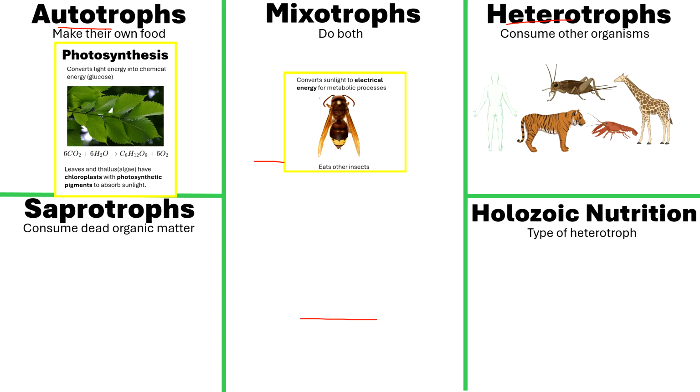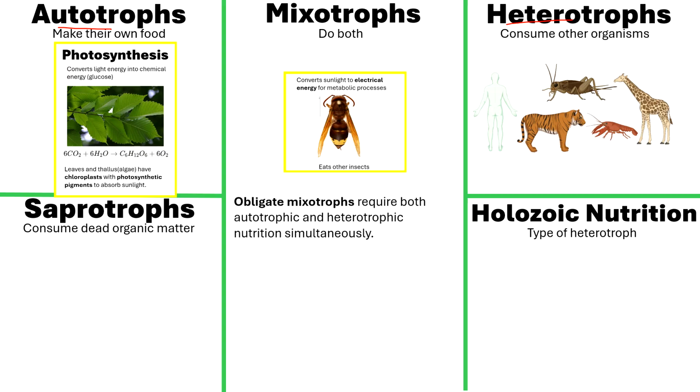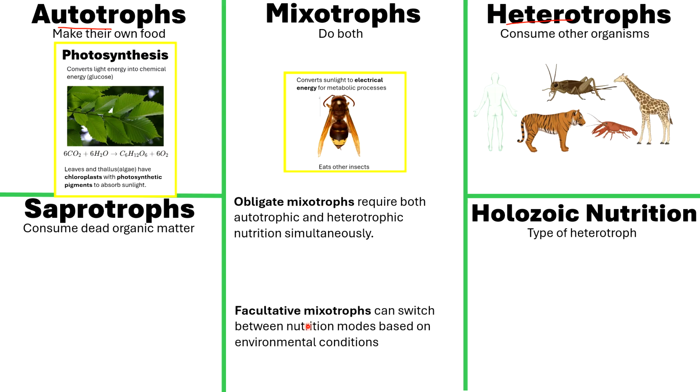Okay, so next up we're going to have different types of mixotrophs. So we have obligate mixotrophs. Remember that obligate means forced to. So they're forced to do mixotrophy because they require both autotrophic and heterotrophic nutrition simultaneously. They are forced to do both in order to survive. And then we have facultative mixotrophs, pardon my pronunciation, which can switch between the nutrition modes based on the environmental conditions, so they can choose depending on which situation they are in.